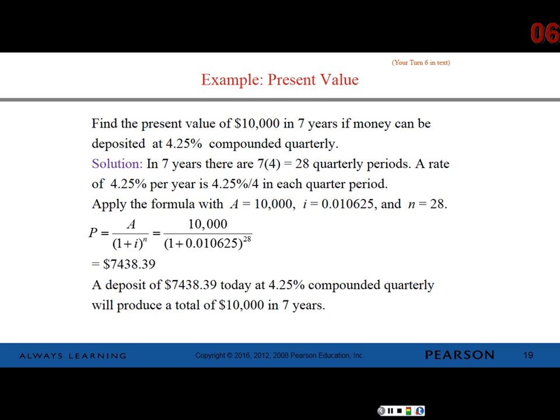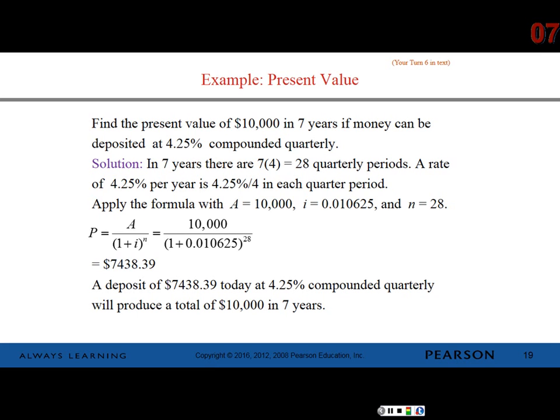So you apply the formula. A is the future value, which is $10,000. Your actual interest rate is 0.0425 divided by 4, which is 0.010625. And then your number of compoundings, as we said, was 28.